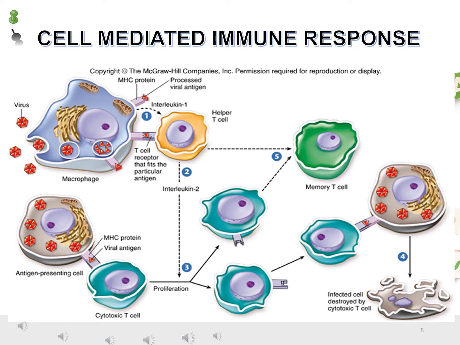Number 3. Activated cytotoxic T cell undergoes mitotic division, producing active cytotoxic T cells and memory cytotoxic T cells. Number 4. Activated cytotoxic T cell migrates to the area of infection and eliminates cells that are infected by viruses or other intracellular pathogen. Cytotoxic T cell may release perforin to destroy the target cell's plasma membrane and form pores.